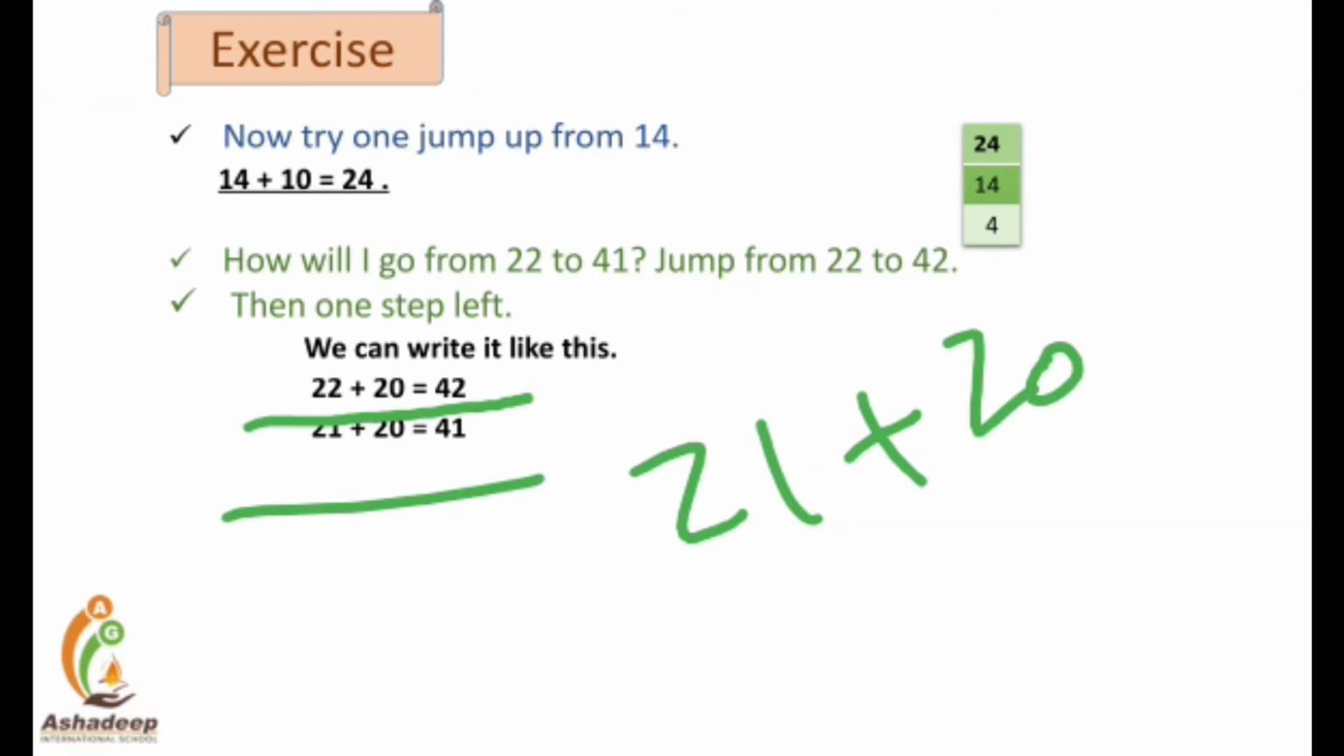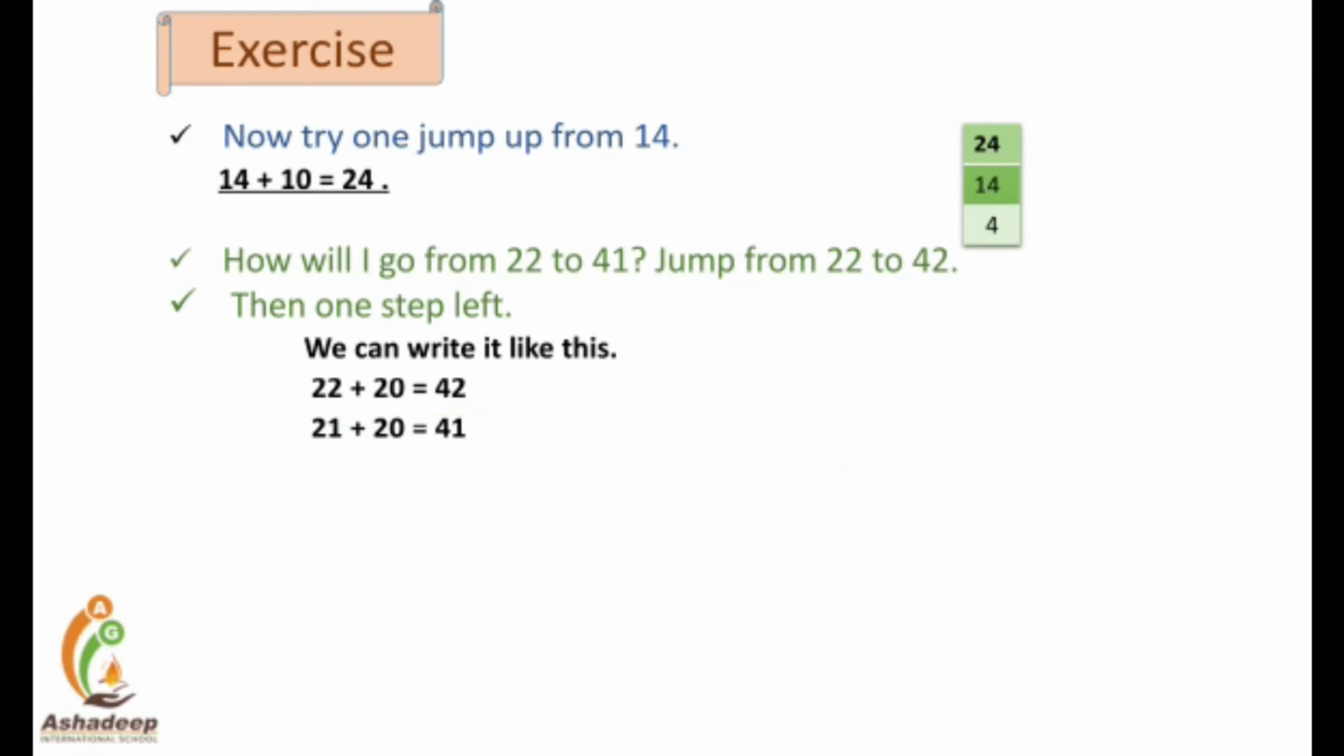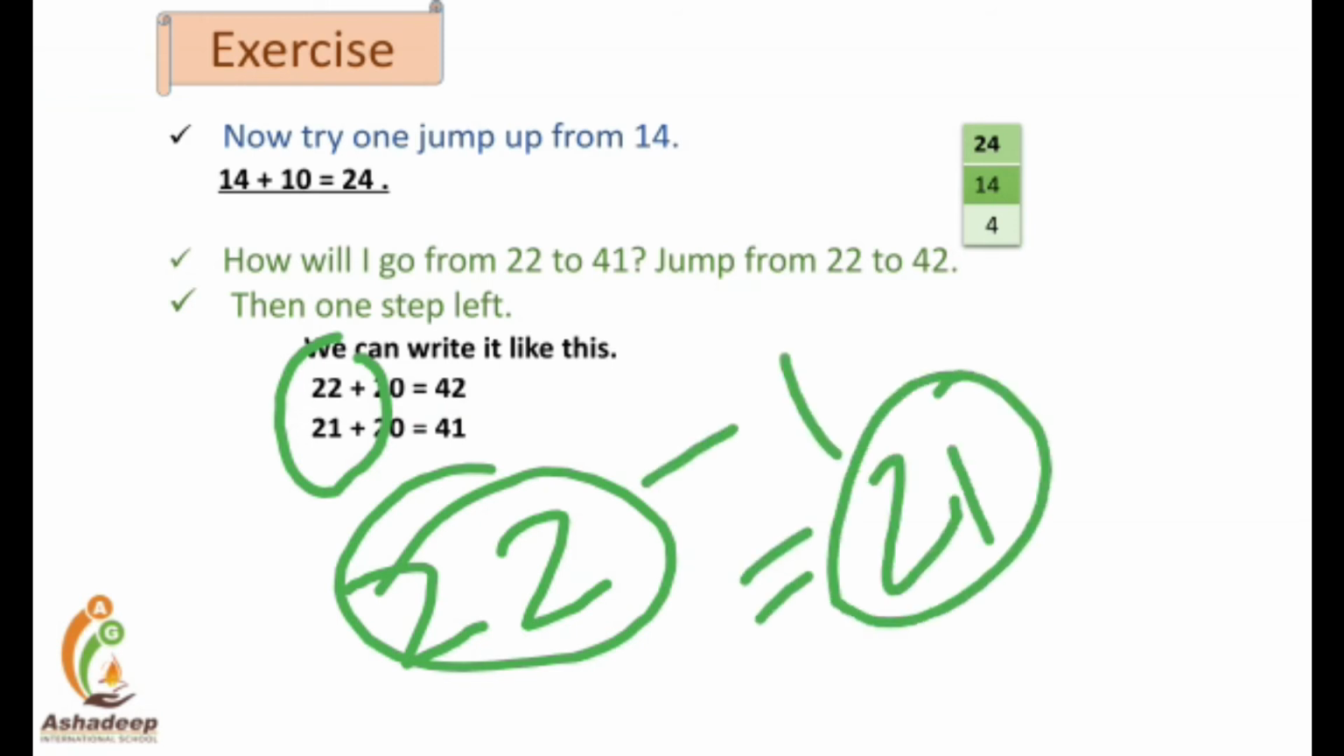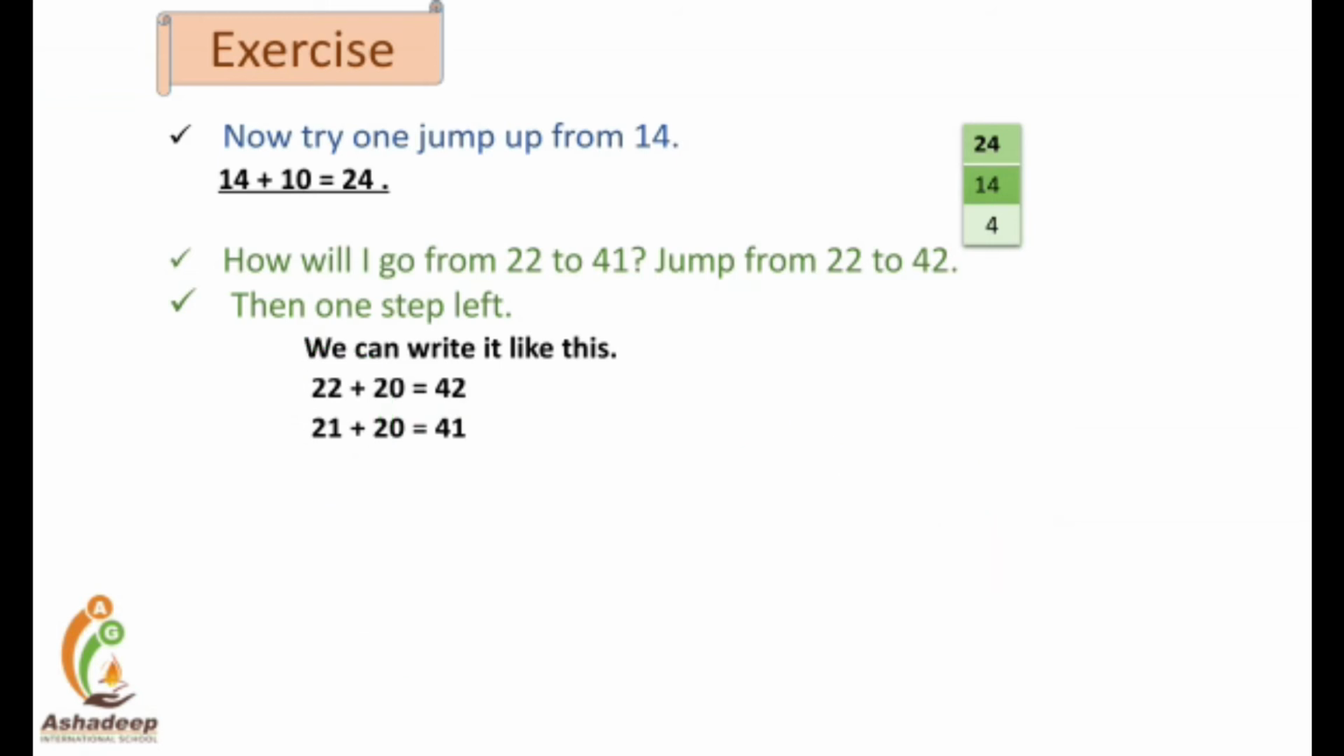So here we already see that one step left is given. First 22 and 21: the first step is adding 22, then after one step left, we get 21. Add 21 plus 20, so we are getting 41, right? Next, that is also given here in the form of a table.